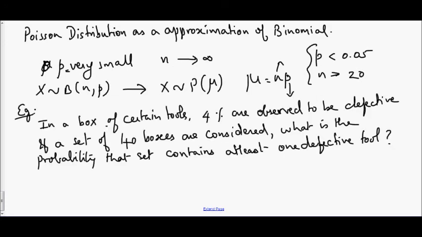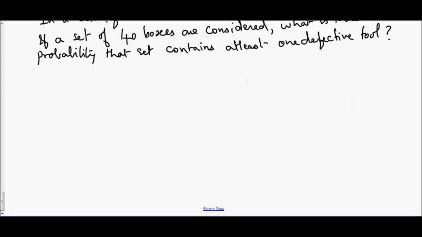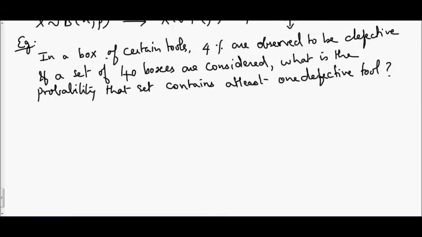In a box of certain tools, 4% are observed to be defective. So in one box, 4% is observed to be defective. If a set of 40 boxes are considered, what is the probability that the set contains at least one defective tool? It doesn't look like a Poisson distribution because there is no rate, but 4% is the probability of a defective tool, which is 0.04. So you can see that p is really small. You take this as p, and the moment you see 40 boxes, the number of trials is 40.